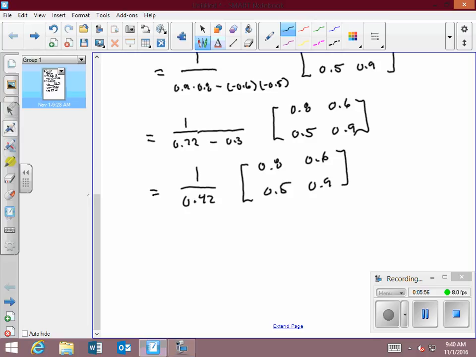Now you just have to multiply it. I don't have my calculator, so when you have to do this, you have to do 1 over 0.42 times 0.8, 1 over 0.42 times 0.6.